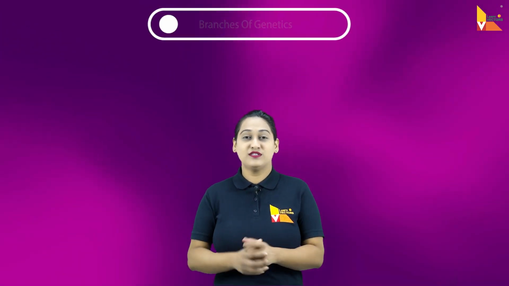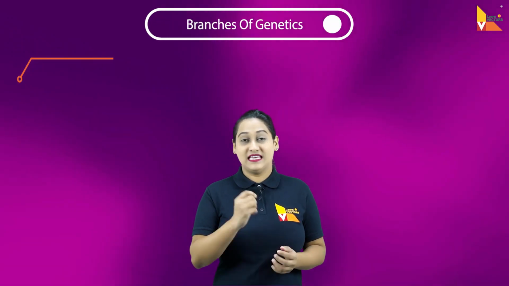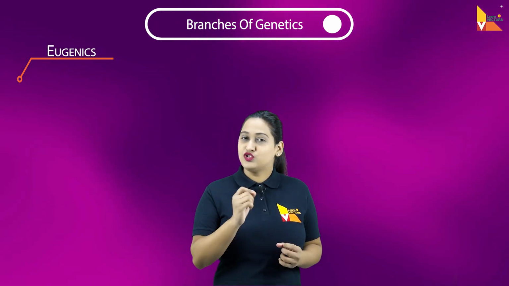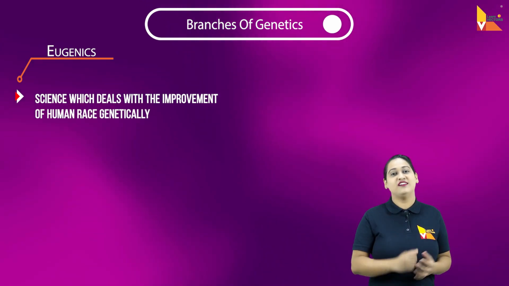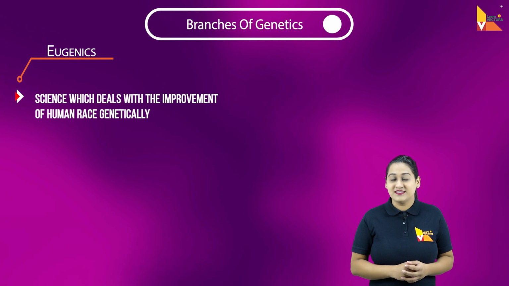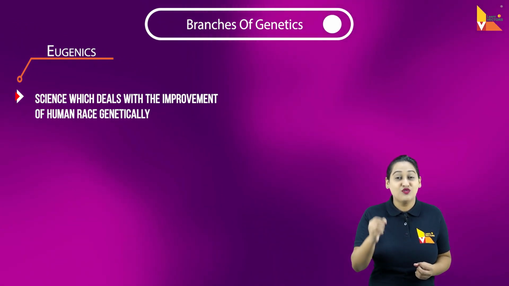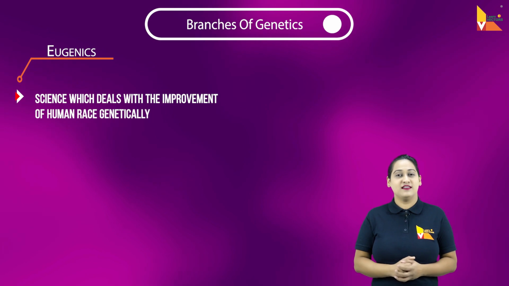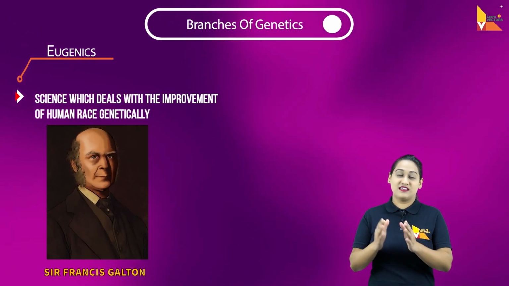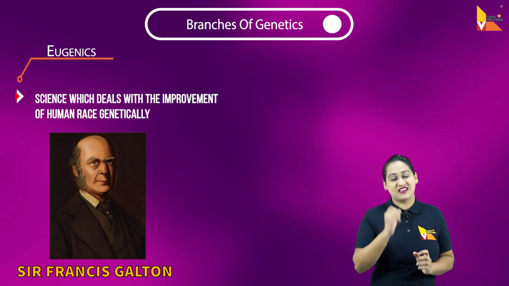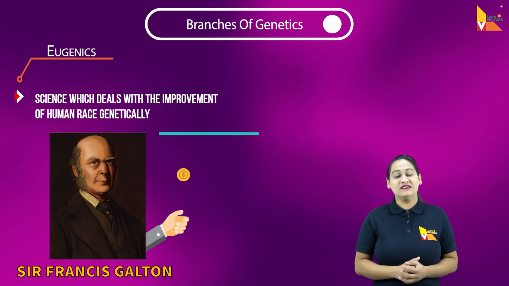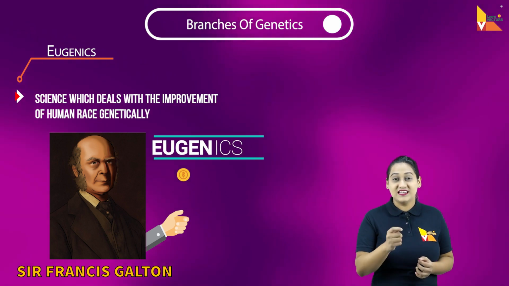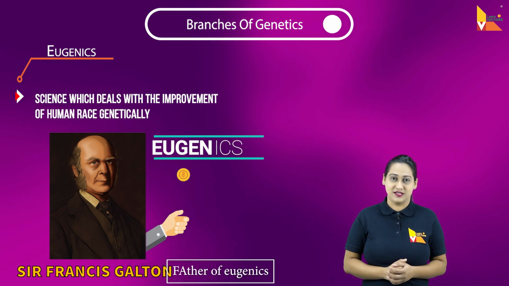Now let us study some useful branches of genetics. The first one is eugenics. Eugenics is a science which deals with the improvement of the human race genetically. What is eugenics? It's a science which deals with the improvement of the human race genetically. Sir Francis Galton was the one who described eugenics, and he's also the one who coined the term eugenics. He is called the father of eugenics.